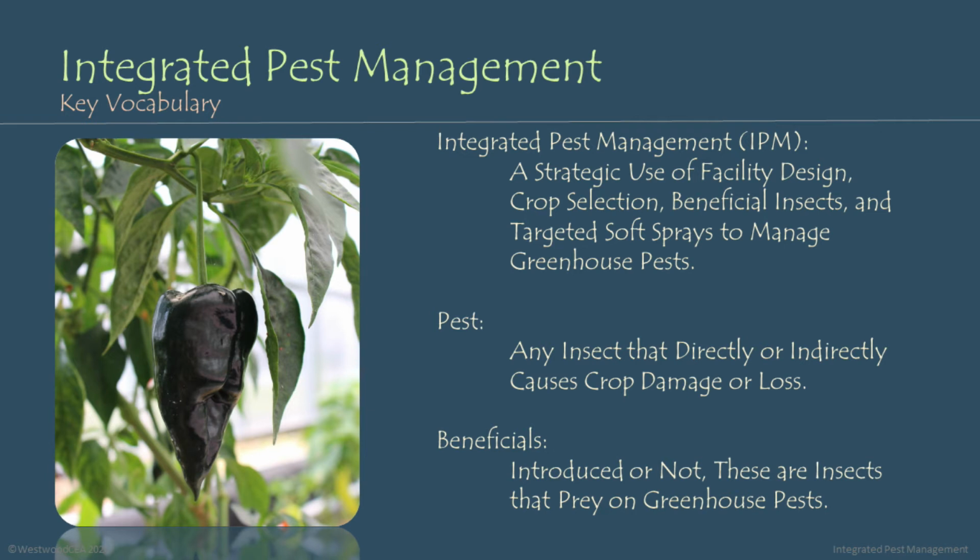And this is one of the really important reasons why we need to be able to identify greenhouse pests, so that we can distinguish them from beneficial insects, and even beneficial insects that we didn't necessarily release in our growing environment. Typically, beneficial insects are insects that prey on greenhouse pests.